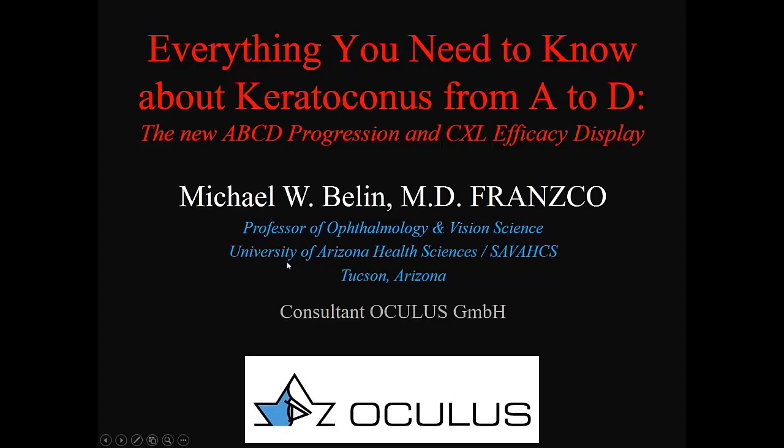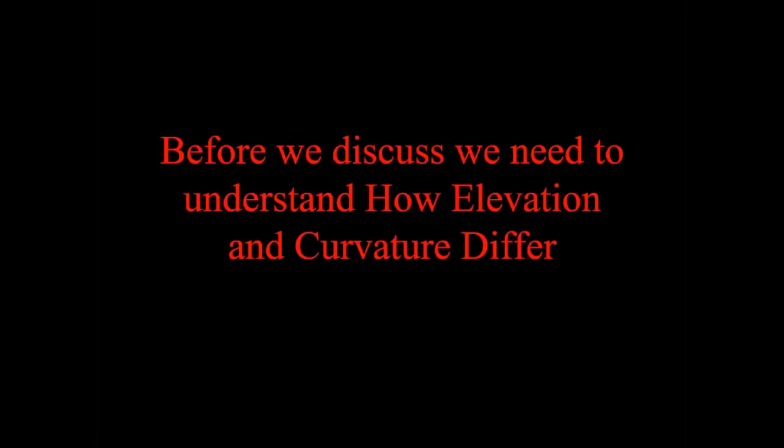What I'm going to be doing today is actually backing up quite a bit. I always like to start with a little background. From the background, we're going to go into a little bit about the Belin-Ambrosio display, because that really is the derivation of how we developed the ABCD, go into the classification, and end with the progression and efficacy display, which, as you heard, is soon to be released. Actually, I was told I think it is currently released, but if not, it will be very, very shortly.